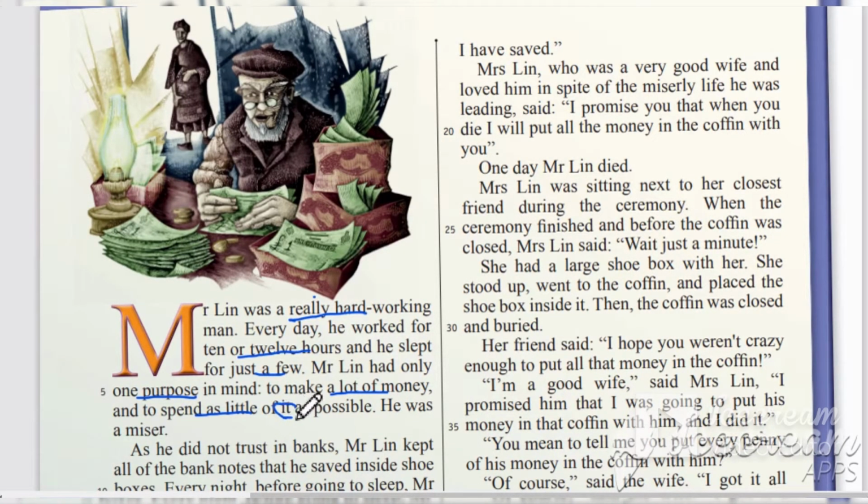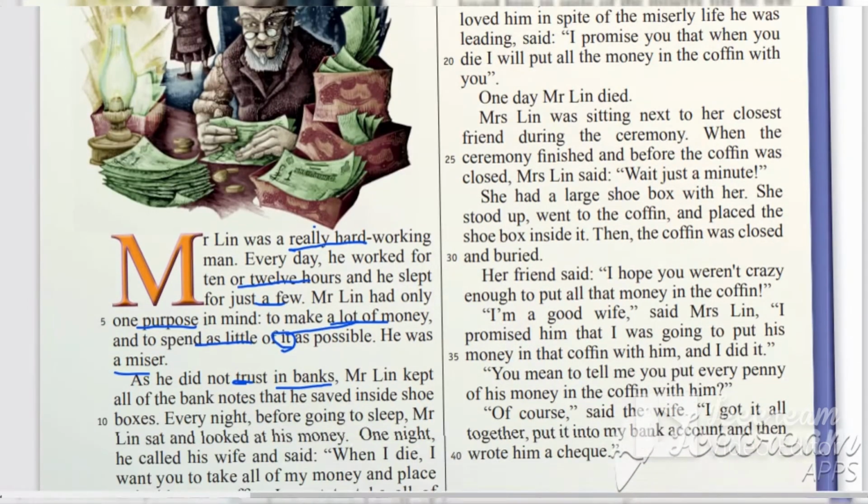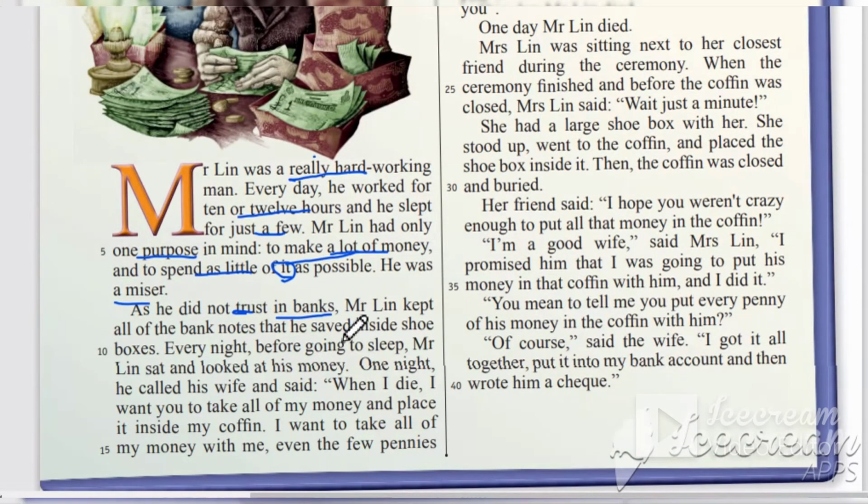It هون تعود على مين يا مس؟ على الماني. Okay. He was a miser. كان بخيل. As he did not trust in banks. ما كان يثق في البنوك. Okay. Mr. Lin kept all the bank notes that he saved. كل العملة الورقية الموجودة عنده inside shoe boxes داخل اللي هي صناديق الأحذية. صندوق الأحذية شايفينه بالصورة يا مس كان يوضع فيها النقود.